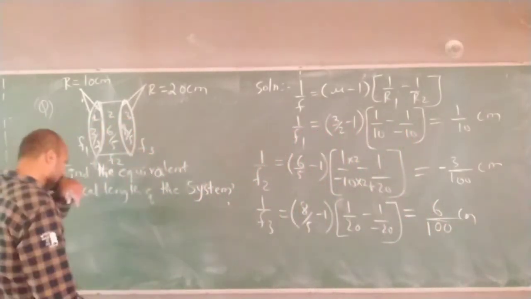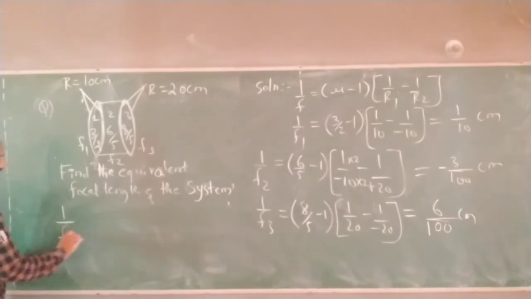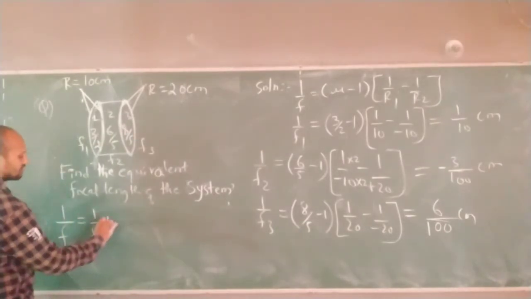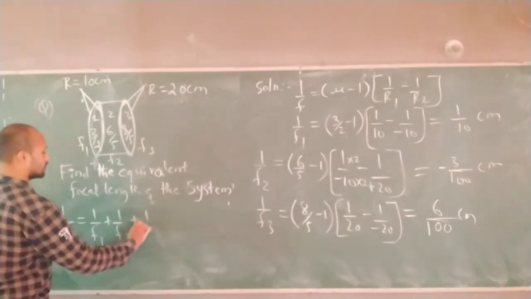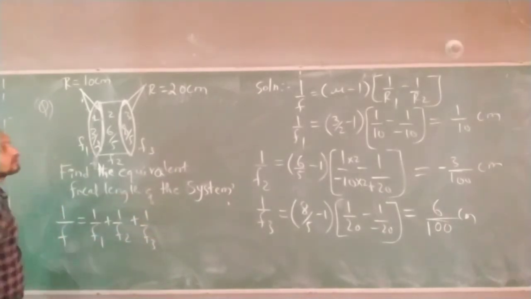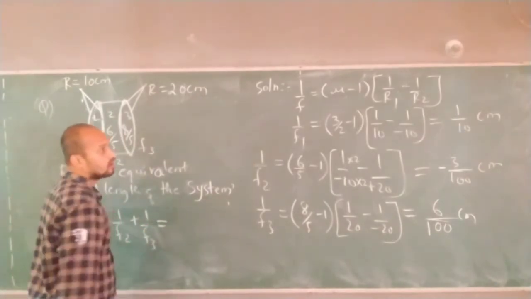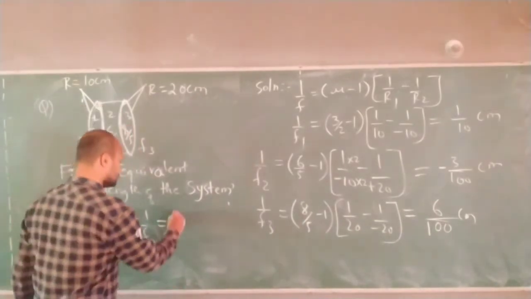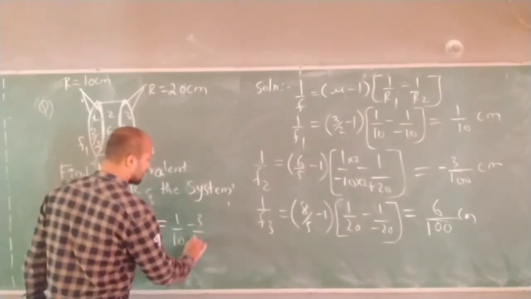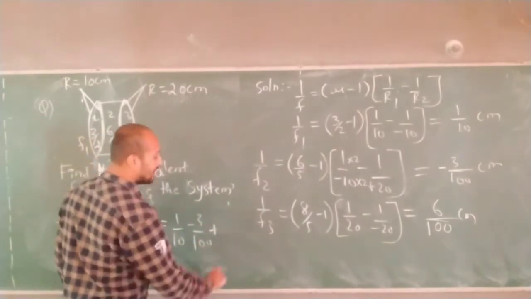6 by 100. Now combination F is equal to 1 by F1 plus 1 by F2 plus 1 by F3. Got it now? This is the combination of this complete length. How much it will be? 1 by 10 minus 3 by 100 plus 6 by 100.